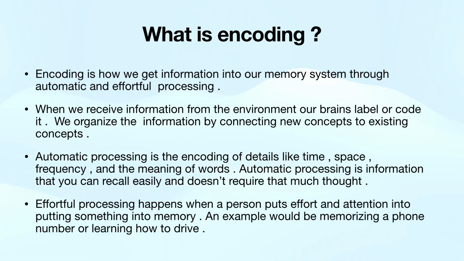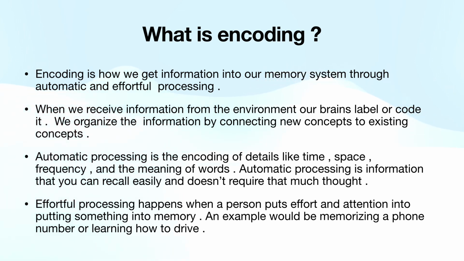What is encoding? Encoding is how we get information into our memory system through automatic and effortful processing. When we receive information from the environment, our brains label or code it. We organize the information by connecting new concepts to existing concepts.